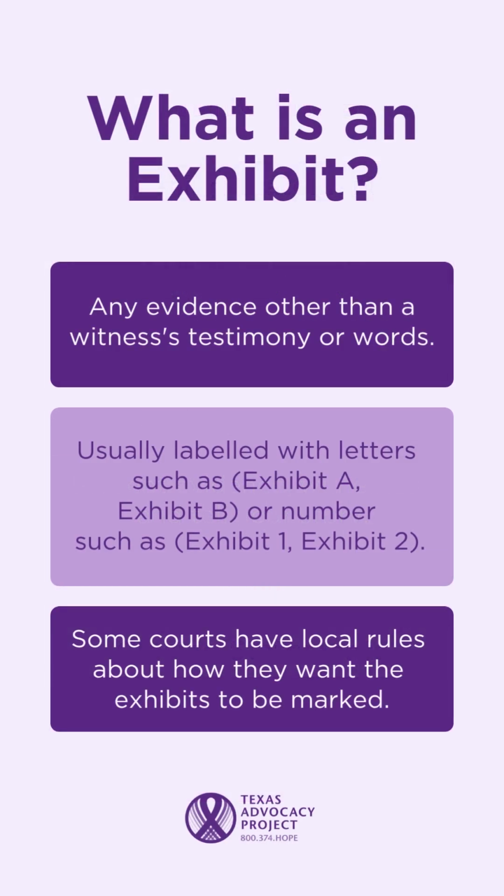An exhibit is any evidence other than a witness's testimony or words. It is usually labeled so that the court or other side can know what piece of evidence you are discussing. They are usually marked with letters, such as Exhibit A, Exhibit B, or numbers, such as Exhibit 1 or Exhibit 2. Some courts have local rules about how they want exhibits to be marked or how to exchange exhibit lists with the other side. Be sure to familiarize yourself with your court's local rules by checking your district clerk's website for a list of your court's local rules.